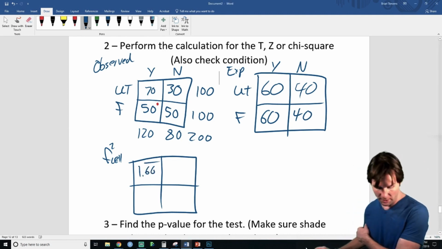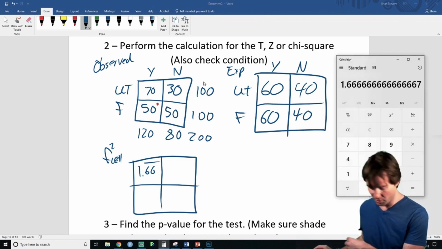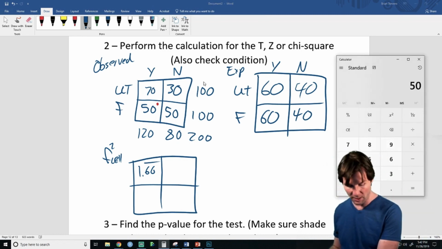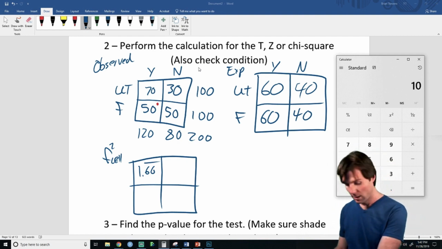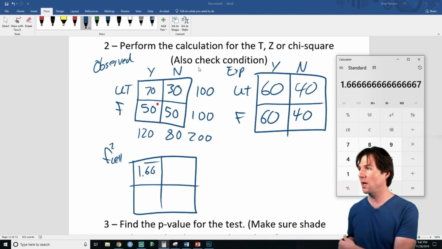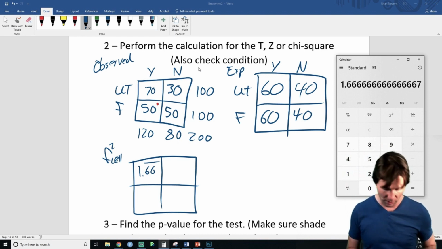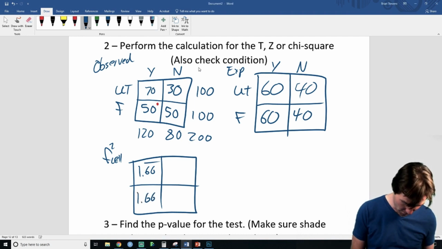And then the next one, we're going to do observed minus expected, so we have observed of 50. I'm doing the bottom left one now, Florida, yes. Minus this, we're going to square that, that's 100. And then we're going to divide that by the expected. Do not divide by the observed. And once again, we get 1.666 right here.